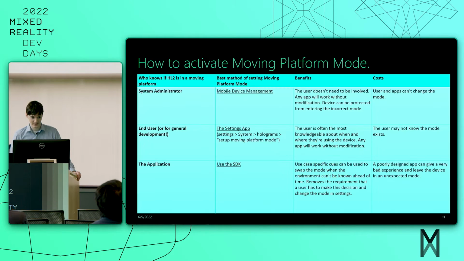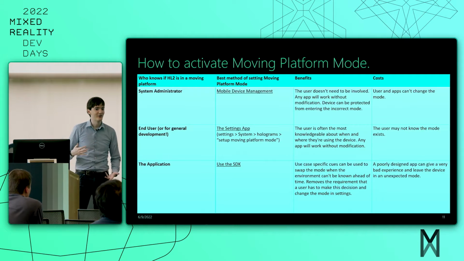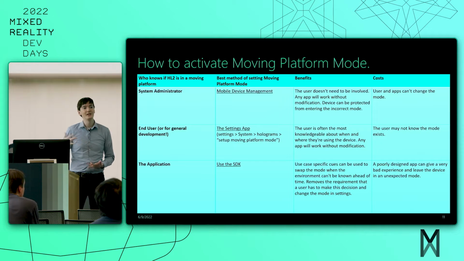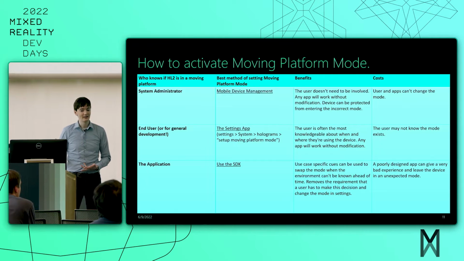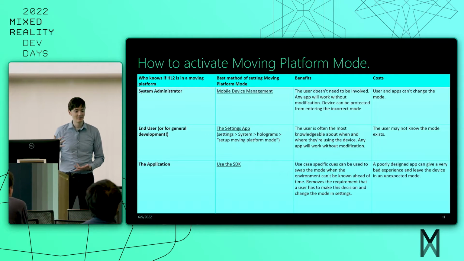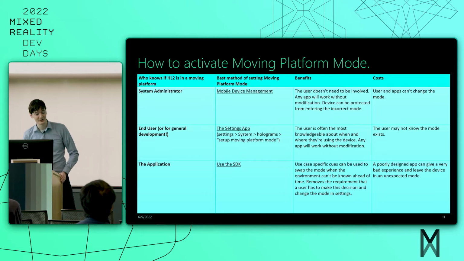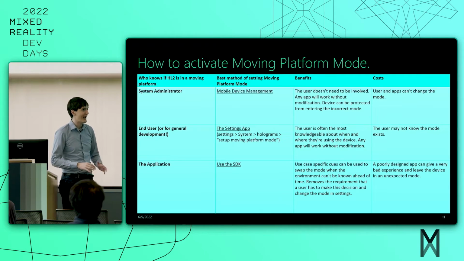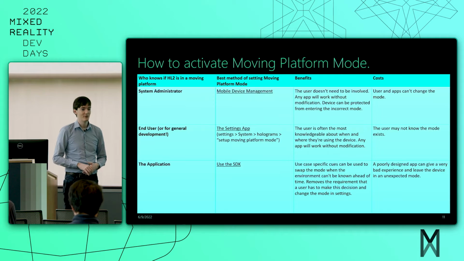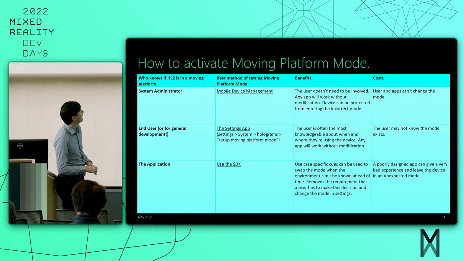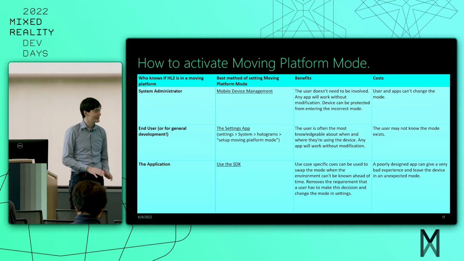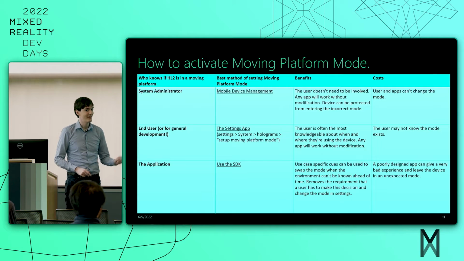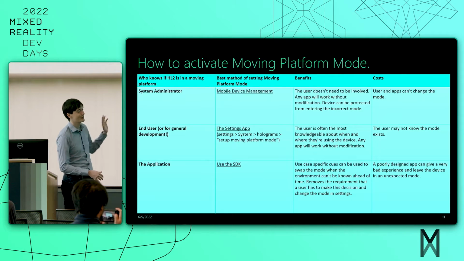Okay, so we'll go through it. Hopefully this text is big enough on this slide, but one of the things I want to encourage you to think about is the way that you turn it on and how that fits in with your application. So one of the primary questions you want to ask yourself is, which agent in the system knows that you're on a moving platform? If your system administrator knows that you're on a moving platform, then you should definitely try and use MDM. It's the most reliable solution.